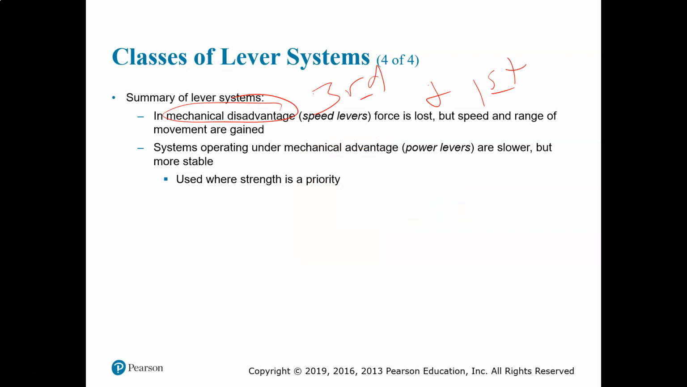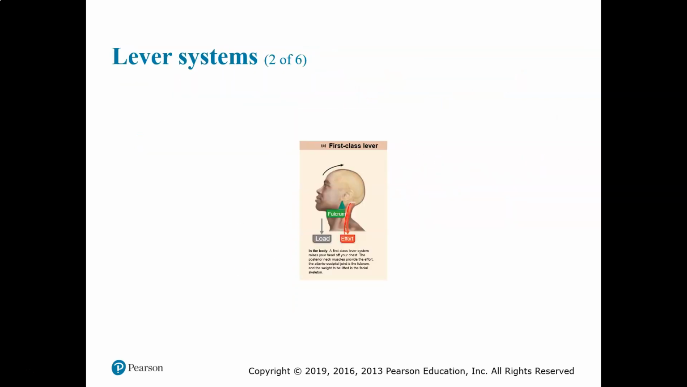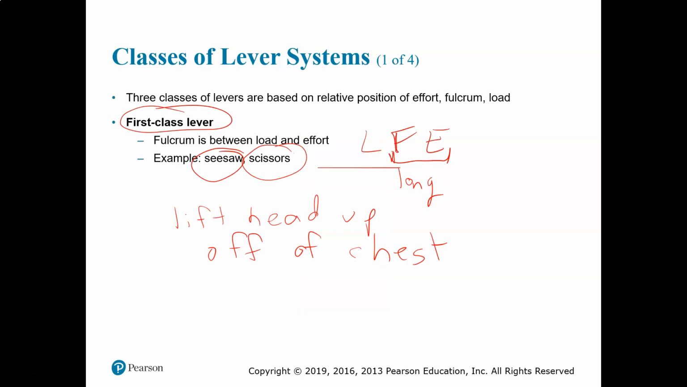So in mechanical advantage, the most powerful levers are second class levers, but you can also have first class levers where the distance is long between, let's go back to it, sorry, where the distance is long between the fulcrum and the effort.